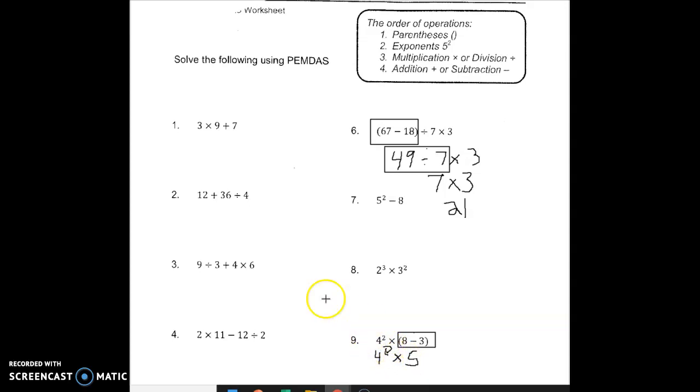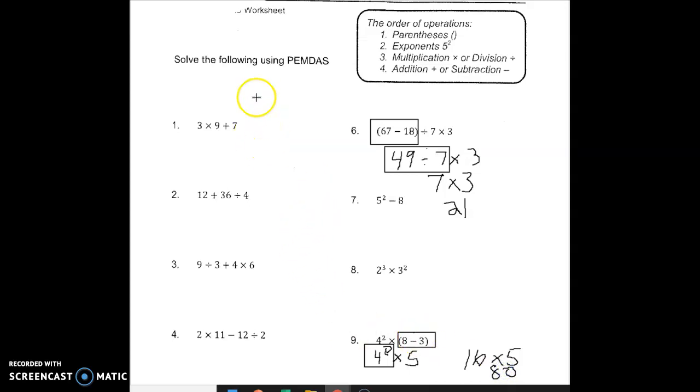Then I ask myself, do I have any exponents? Yes, we do. We have 4 squared. What is 4 squared? Good, that's 16, because remember, I'm going to write it over here. That's 4 times 4. So now I have 16, and the outside of the box I still have times 5. And then 16 times 5 would give you 80.